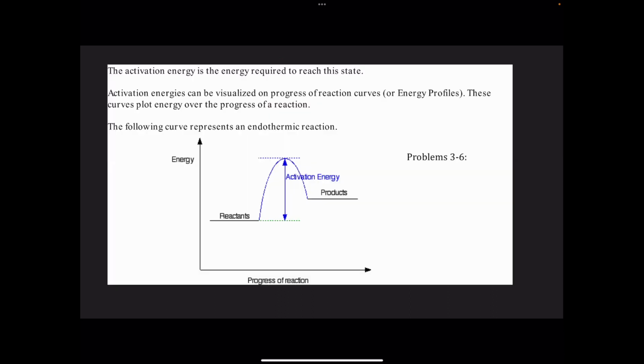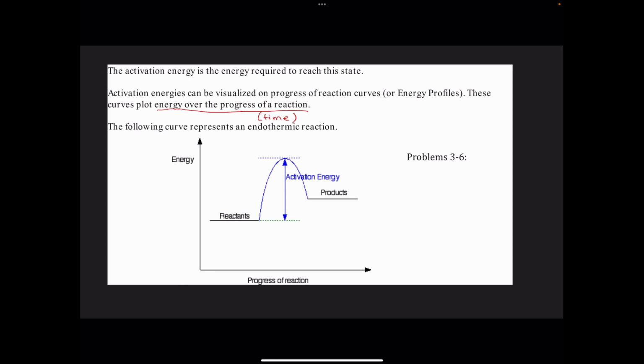The activation energy is the energy required to achieve that high energy state. Activation energies can be visualized on progressive reaction curves. These curves plot energy over the progress of the reaction, or sometimes we might see time plotted. So the following curve represents an endothermic reaction. From one of these energy profiles to another, we're going to see the same features.